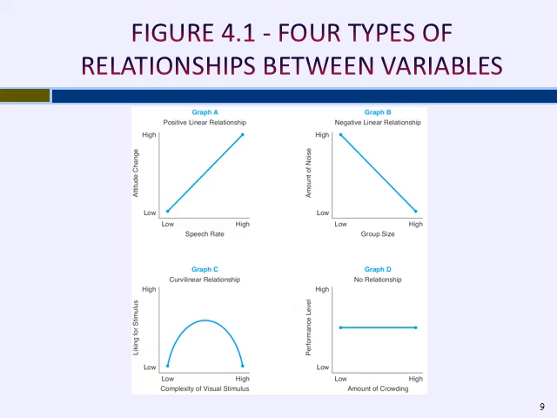Finally, graph D shows us pretty much no relationship. So as the amount of crowding in a classroom increases, performance level doesn't change here. So our explanatory variable is amount of crowding, our response variable is performance level, and what we see is that as amount of crowding increases, the performance level does not change at all, and that shows us that there's no relationship between those variables.